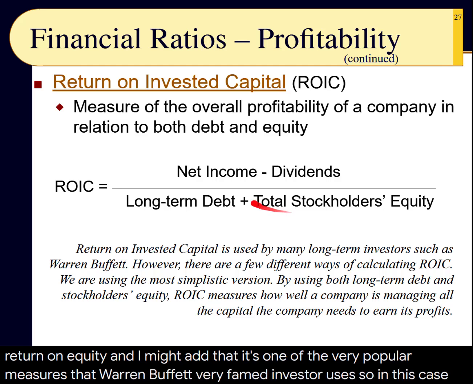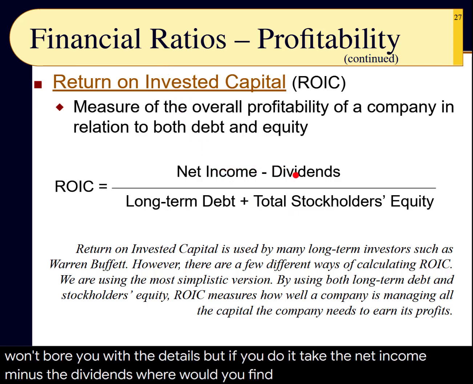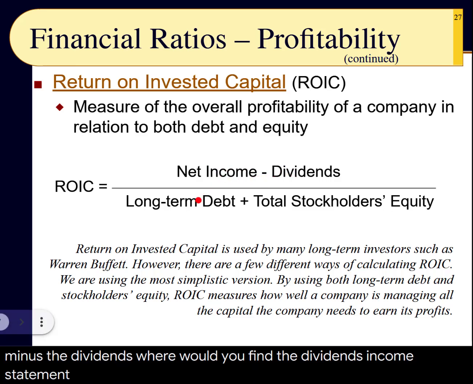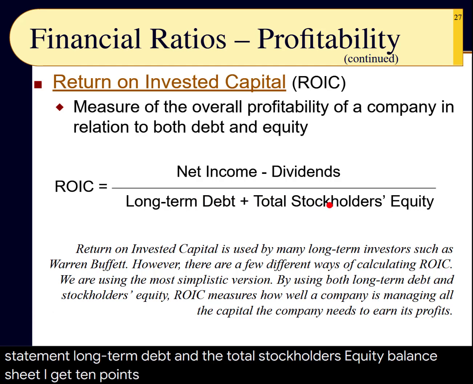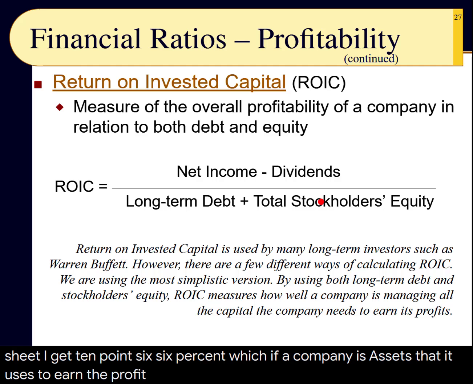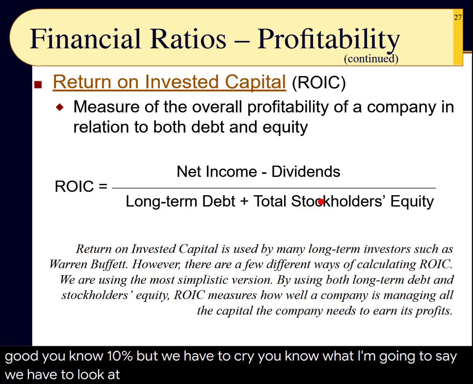In this case, I won't bore you with the details, but if you do it, take the net income minus the dividends. Where would you find the dividends? Income statement. Long-term debt and the total stockholders' equity, balance sheet. I get 10.66%, which if a company is really earning 10% on the assets it uses to earn the profits, in my humble opinion, that's pretty darn good. But we have to look, right, you know what I'm going to say. We have to look at the competitors. I'm starting to sound like a broken record, right?